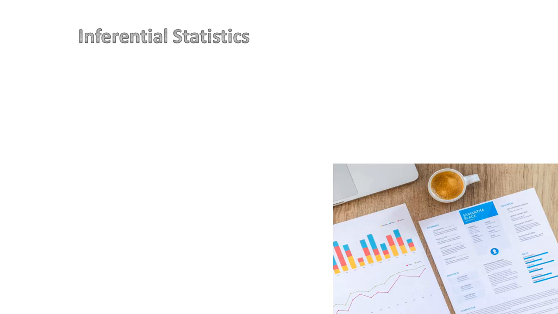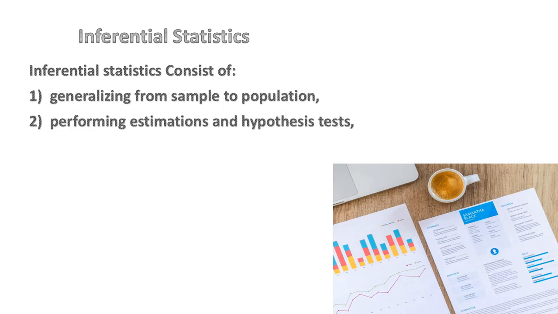Remember that in descriptive statistics, a statistician tries to describe a situation. Inferential statistics. Inferential statistics consist of, number 1, generalizing from a sample to a population. How can we generalize whatever conclusions we get from a sample to the population?